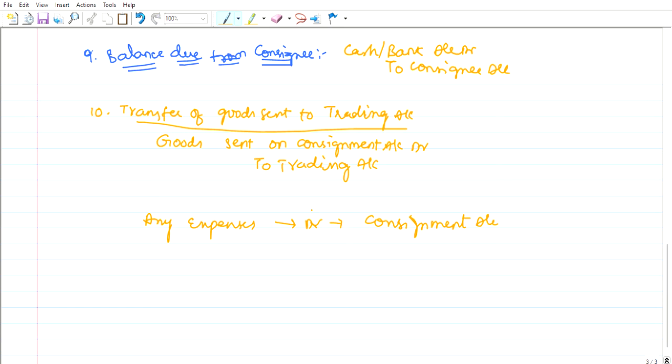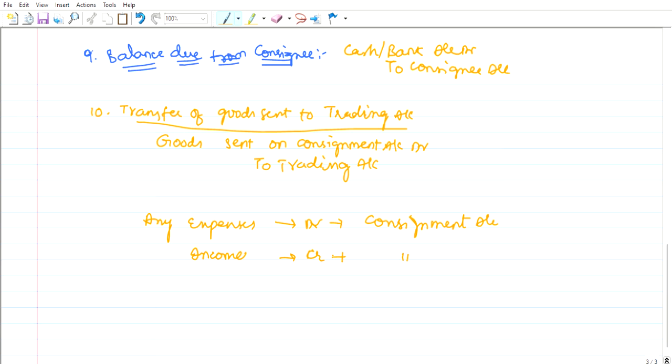Okay, any expenses, debit the consignment account. What are these incomes? Unsold stock, of course, is not an income, but we have to write it on the credit side. And if any loss occurs, we also have to write it on the credit side. Credit the consignment account.